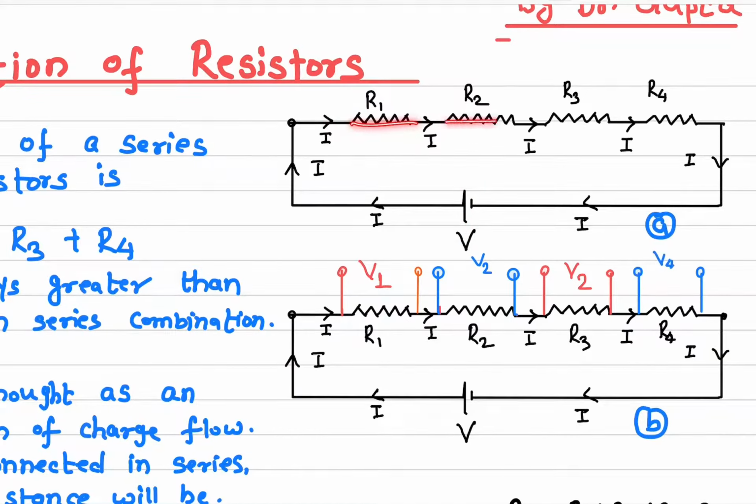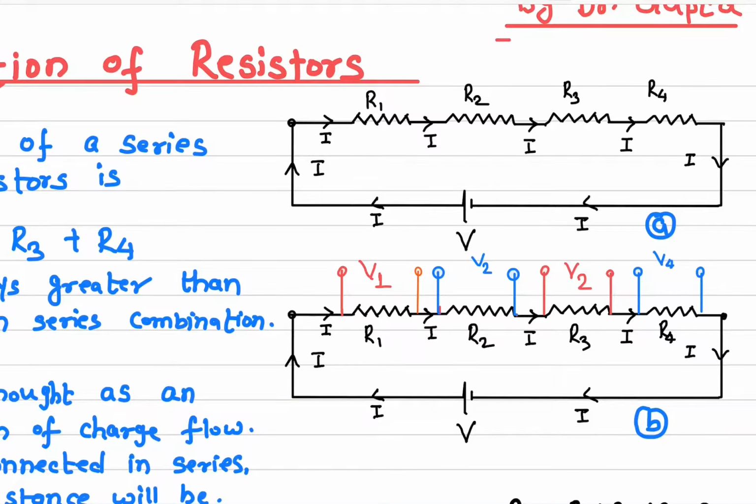The resistors that are connected in series combination, the same current flows through each resistor. When I apply a potential difference, the current will be passing through the circuit, and the same current passes through each resistor. It has only one path to travel, the path here. If it has the same path, that means the same current will be passing through each resistor.